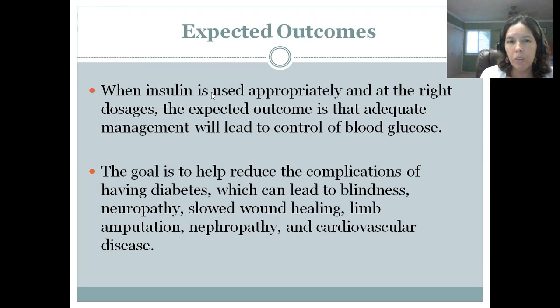So, in conclusion, when insulin is used appropriately and at the right dosages, the expected outcome is that adequate management will lead to control of blood glucose. Our goal must always be to help reduce the complications of having diabetes, which can lead to blindness, neuropathy, slowed wound healing, limb amputation, nephropathy, and even cardiovascular disease.